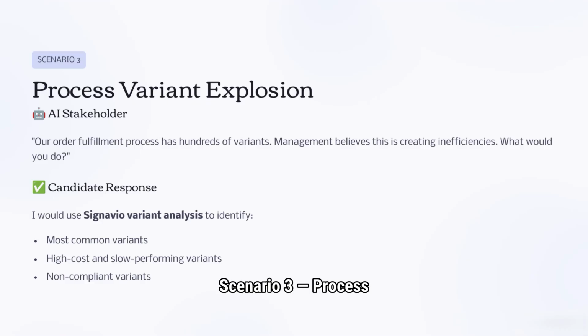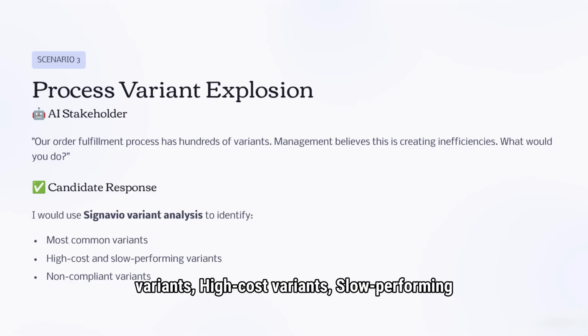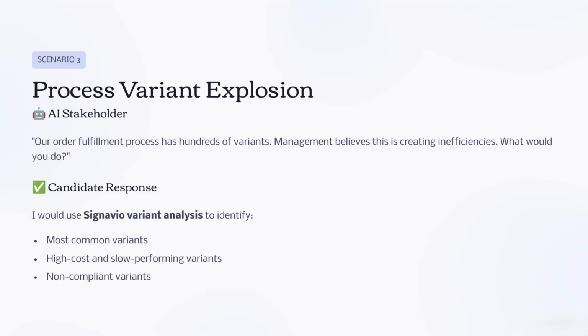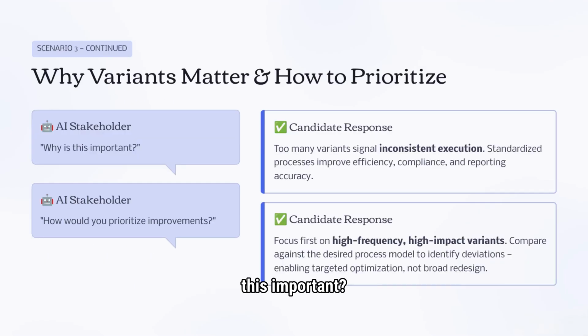Scenario 3. Process variant explosion. AI stakeholder: Our order fulfillment process has hundreds of variants. Management believes this is creating inefficiencies. What would you do? Candidate response: I would use Signavio variant analysis to identify most common variants, high-cost variants, slow-performing variants, and non-compliant variants. AI stakeholder: Why is this important?